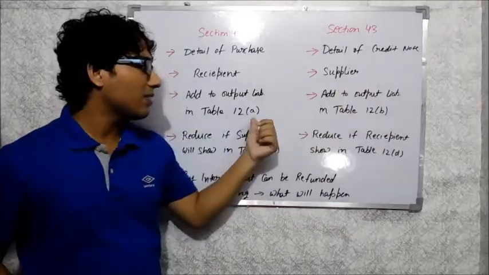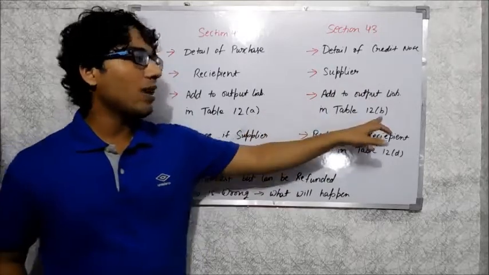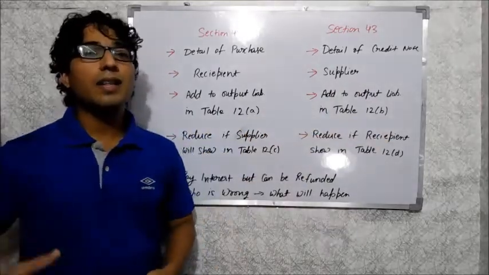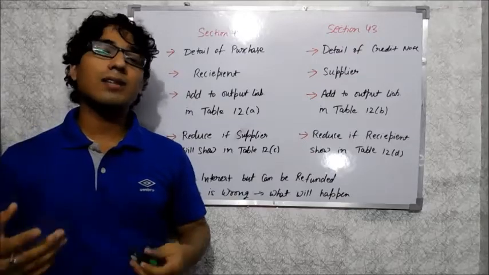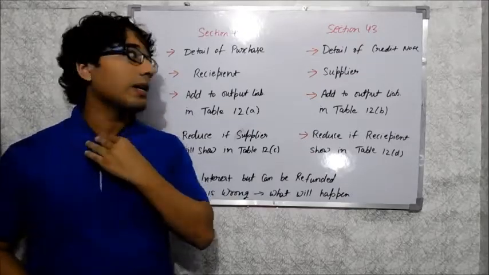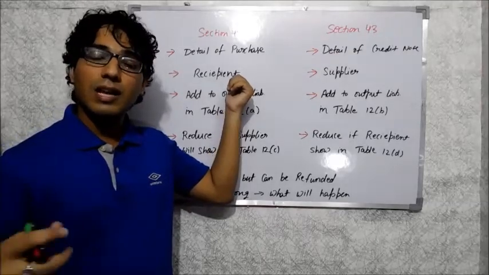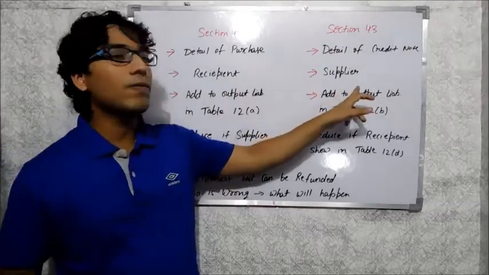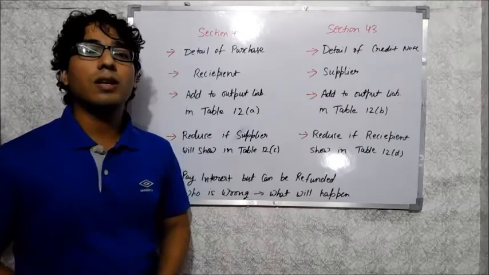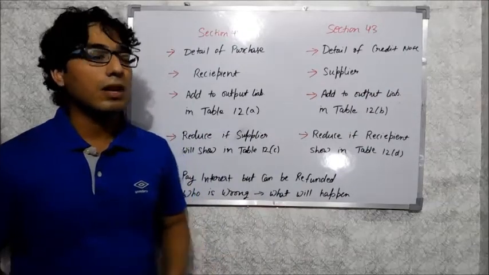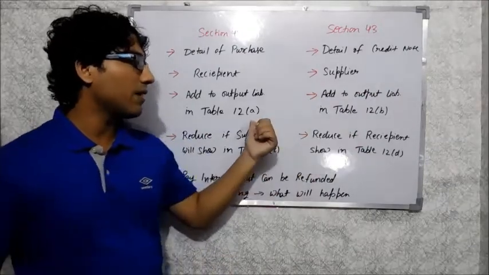Remember that. That's how it's going to process. Table number 12A and 12B is for increasing the output tax liability when the supplier is not showing the sale in respect of those, there is a mismatch, and in this case the recipient is not showing the credit note in his GSTR2. Then remember how it's going to process.